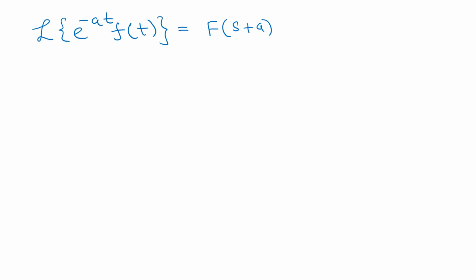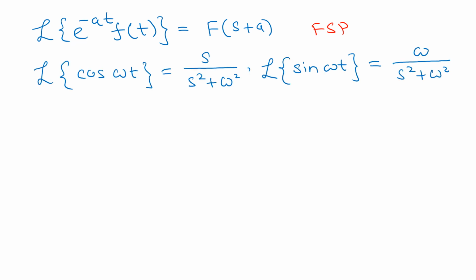So this is what we normally call the first shifting property, and then we have these sine and cosine formulas. So we have the Laplace transform of e to the minus at f(t) is F(s plus a), with the opposite sign, and then we also have the cosine which comes with the s, and the sine which comes with omega. So now we're gonna match what we have with these two.